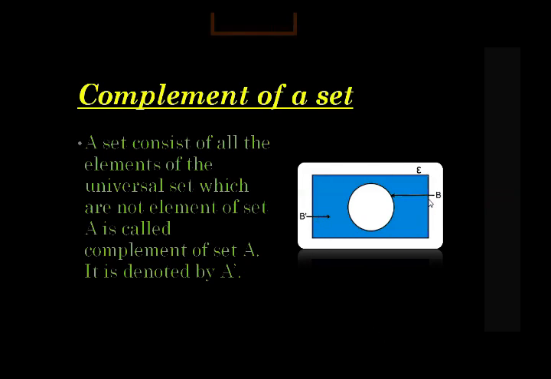This rectangle box represents the universal set and the circle represents set A, set B, whatever it is. So what is the complement of a set? A set consists of all the elements, but it totally belongs to the universal set. It means that the set does not contain elements of its own. It is totally dependent on the universal set. That type of set is known as the complement of a set, and we denote the complement of a set by A dash.